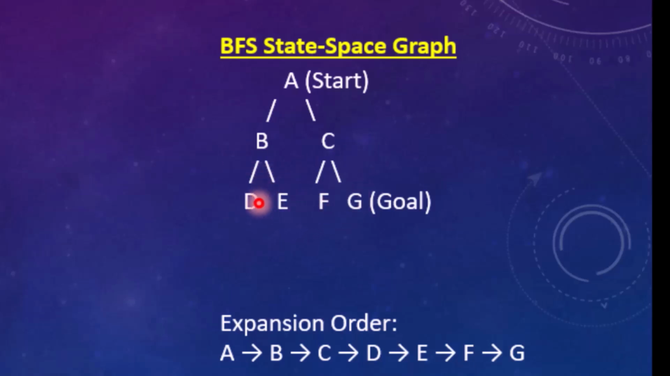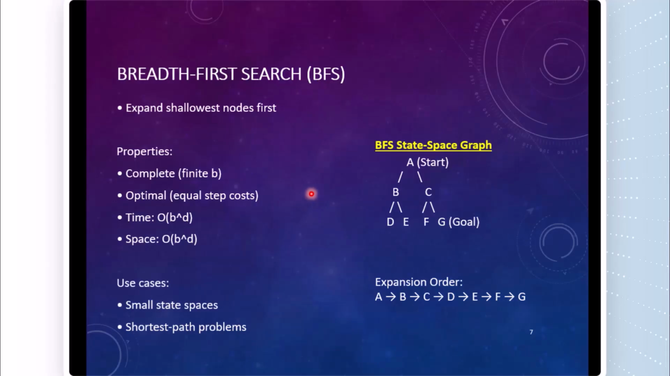So it's layer by layer. A is the first layer, which is the start. B, C is the second layer. Then D, E, F, G, till it gets to the goal. And here is the expansion order: A, B, C, D, E, F, G. It's very straightforward. We've talked about the time and space complexities in the previous class. Please refer to the previous video.